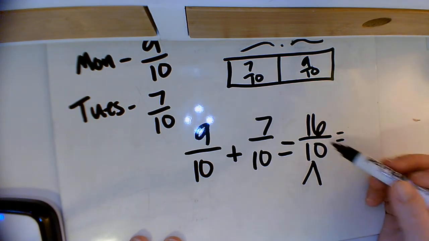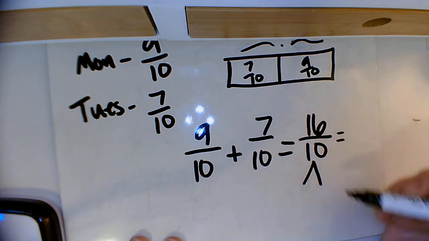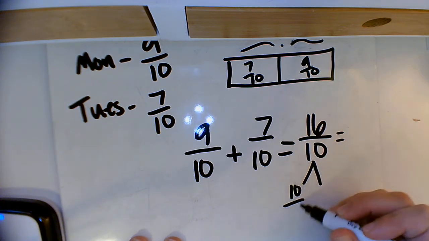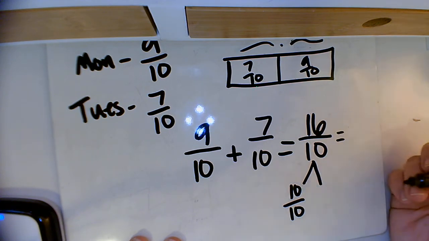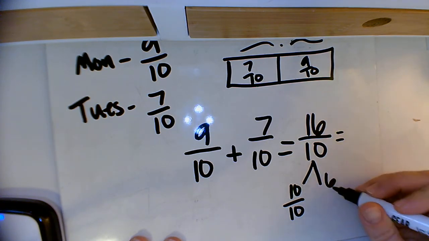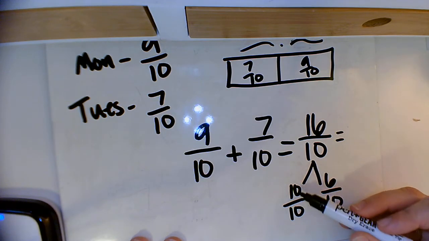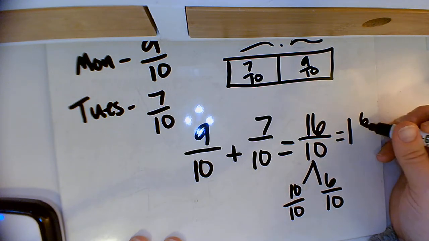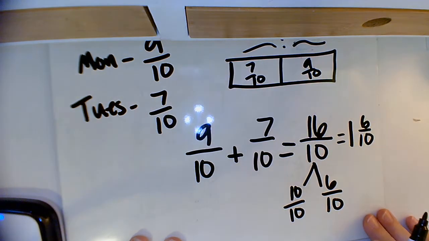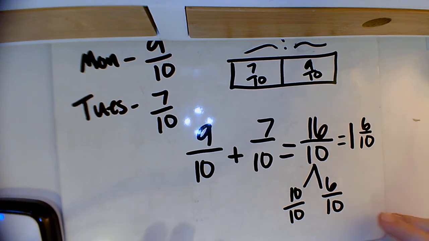If I'm working with tenths, how many tenths do I need to make one whole? I need 10. So I'm going to take 10/10. 16 minus 10 is going to leave us with 6/10. So we can rewrite this 10/10 as 1 and 6/10. So Sue ran 1 and 6/10 of a mile.